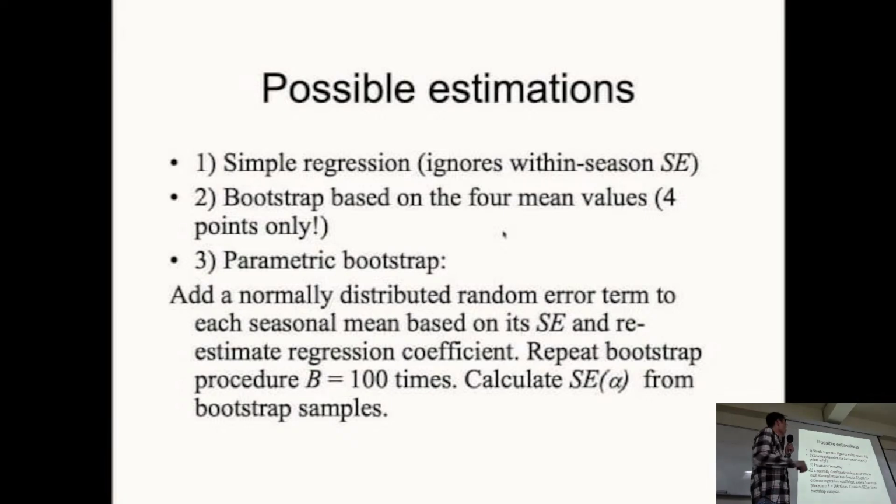Okay, in this case, the parametric bootstrap could be a good idea. So you add a normally distributed random error term to each season mean based on its standard error, estimate the regression coefficient, and repeat many times.